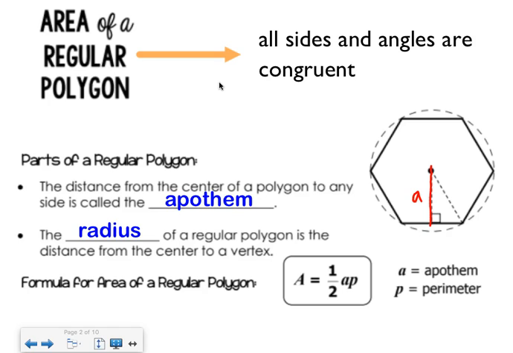And then the radius goes from the center to the vertex, so that's at the corner. That's your radius. If you were to draw a circle around your polygon, this would be the radius of your circle, so it touches the side. That's the way to remember it. And then this formula will be real handy. To find the area of this polygon, you're going to take half your apothem times the perimeter. Another little formula to know. Get it all down? Are you okay?